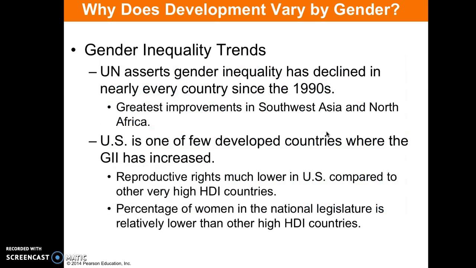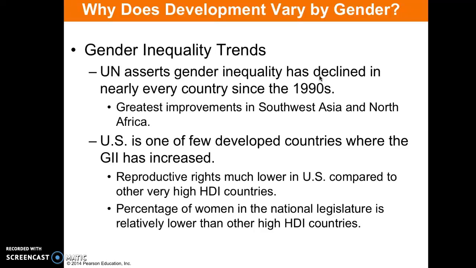If we look at trends, the UN asserts that gender inequality has declined in nearly every country since the 1990s. Keyword there, nearly. So in some countries it's gotten worse. And also since the 1990s, because if you went back to the 70s, there were some countries that definitely got worse, like Iran and Afghanistan. But since the 1990s, most countries' gender inequality has been decreasing.